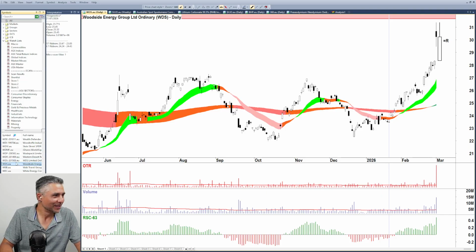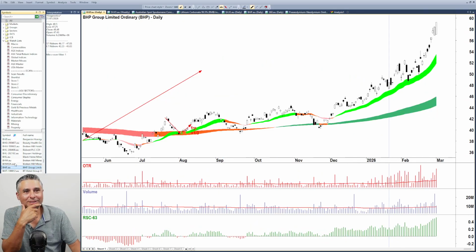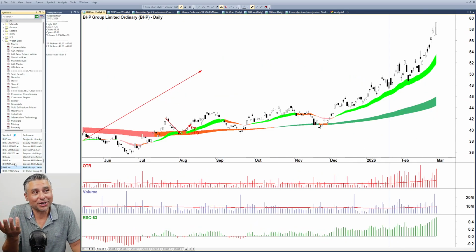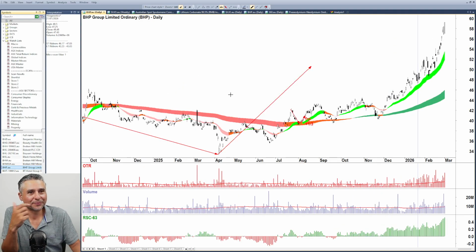Wouldn't that be good? Robert saying BHP to 100. Anything's possible. I don't know. Is it more likely to go to 50 or 100? Wouldn't have a clue. What I can say is right now there's excess demand in the system. There's nothing really interesting going on here apart from the fact that for some reason everybody wants to own BHP all of a sudden.